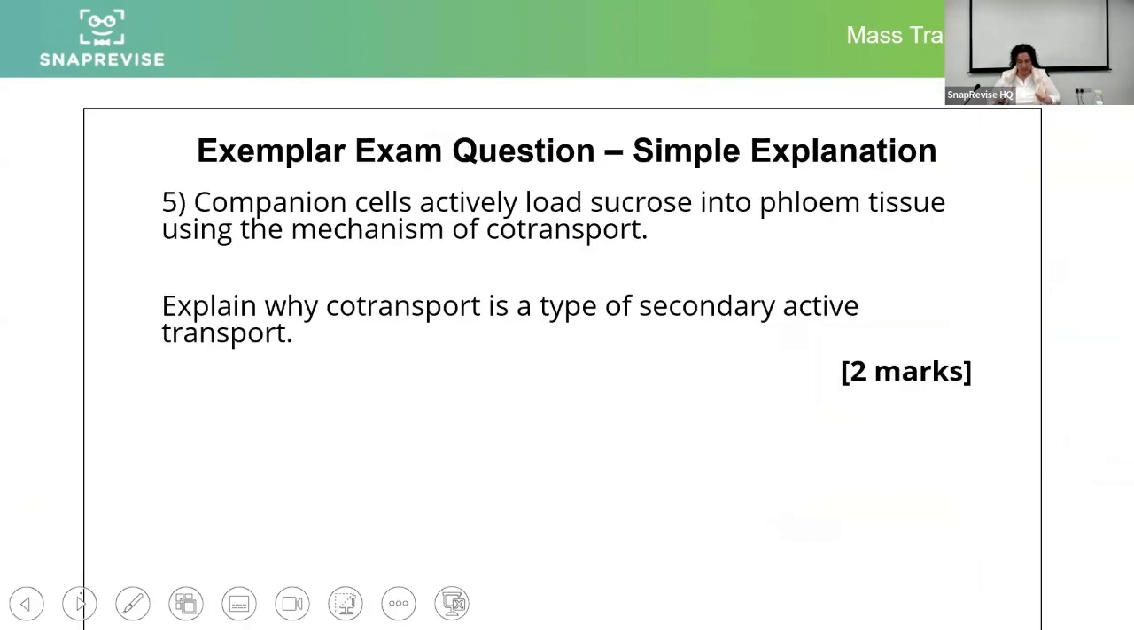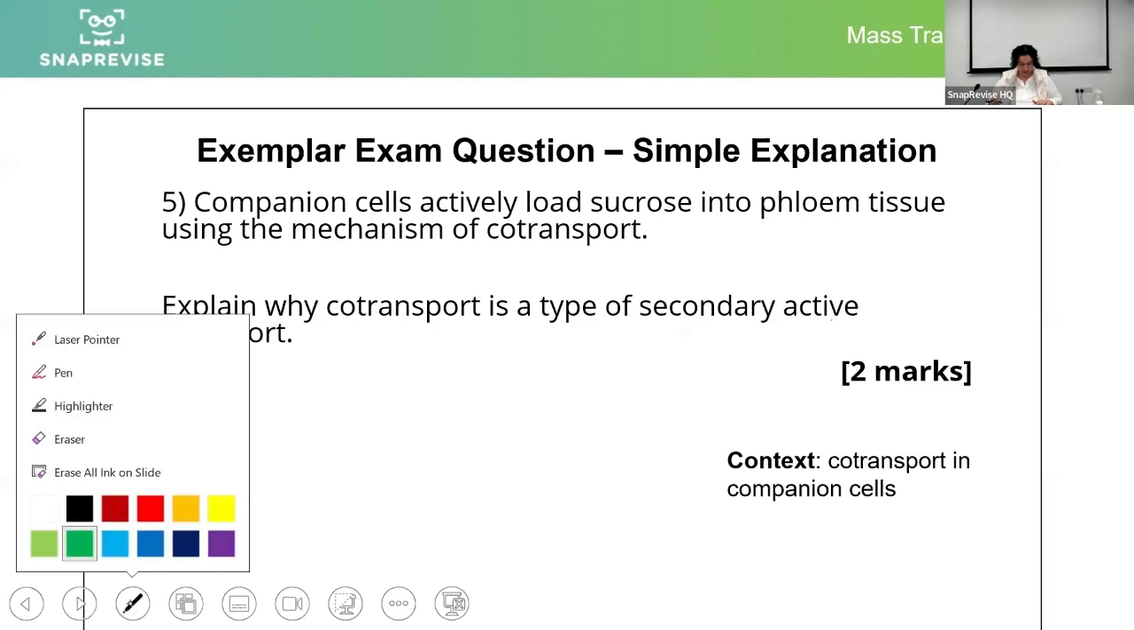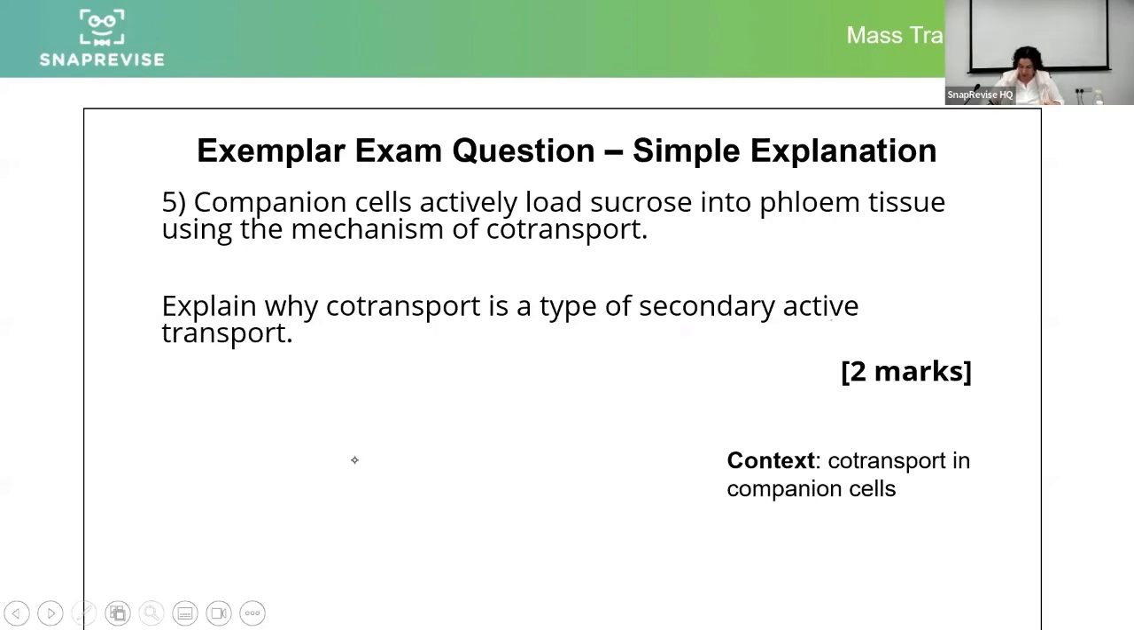Okay, right. Example question. Companion cells actively load sucrose into the phloem tissue using the mechanism of co-transport. Explain why co-transport is a type of secondary active transport. We haven't explicitly learned the term secondary active transport, right? So we have to explain in this particular context. So before you have a go, our context is this.